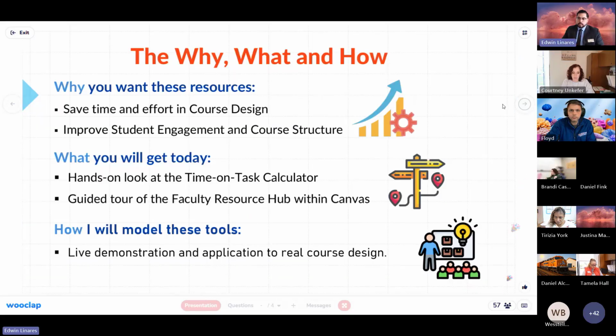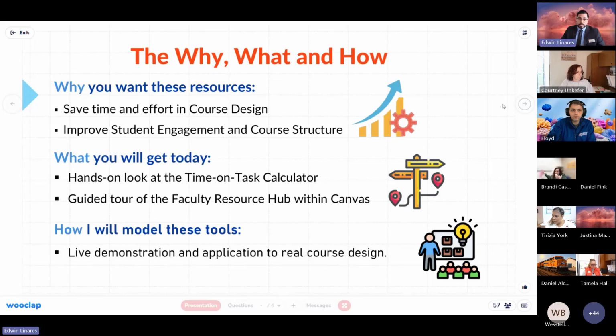So the what, the why, and the how. Why do you want these resources? First off, it'll save you some time, and it'll also save you some effort when you're designing your course. Secondly, it's also meant to help you improve your student engagement and the structure that is found within your course.